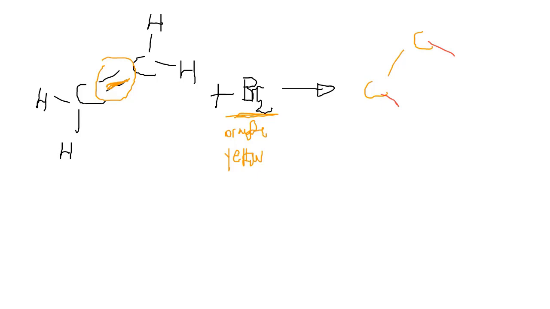Instead of these two connected in the pi bond, it's opening. And here it is, the addition of bromine. And the rest is the same. This carbon was bound to two hydrogens, they stay. The only difference is the addition.